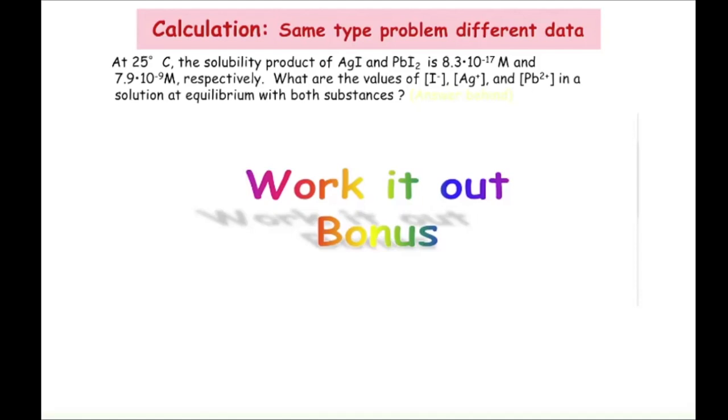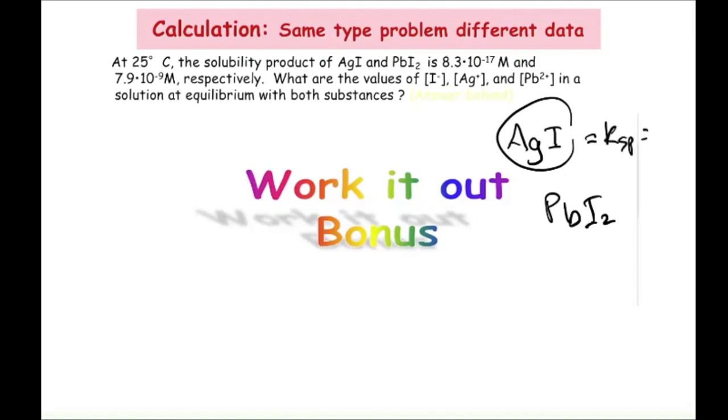You've got silver iodide and lead iodide. This one's not so easy. Why? Because this KSP is equal to silver times iodide. Okay, this one right here is equal to lead times iodide squared. So the x plus y terms don't really cancel because you've got a square term in there.